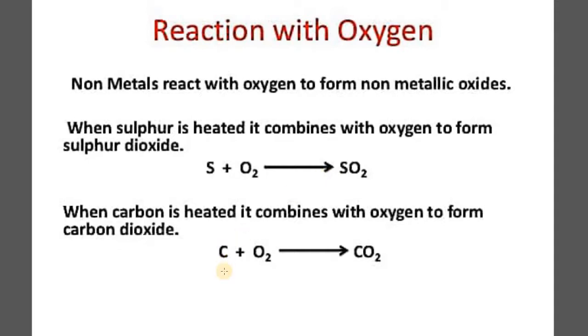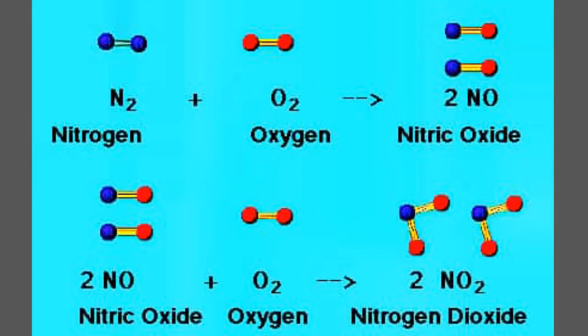Similarly, when carbon reacts with oxygen under limited oxygen content, it leads to the formation of carbon monoxide, which has the formula CO. Whereas when carbon reacts with oxygen under plenty of oxygen, it forms the most common product, which is carbon dioxide. Now, here you can see the reaction of nitrogen with oxygen. Here I have shown you two of the oxide formations, and there are multiple oxides formed when nitrogen reacts with oxygen.